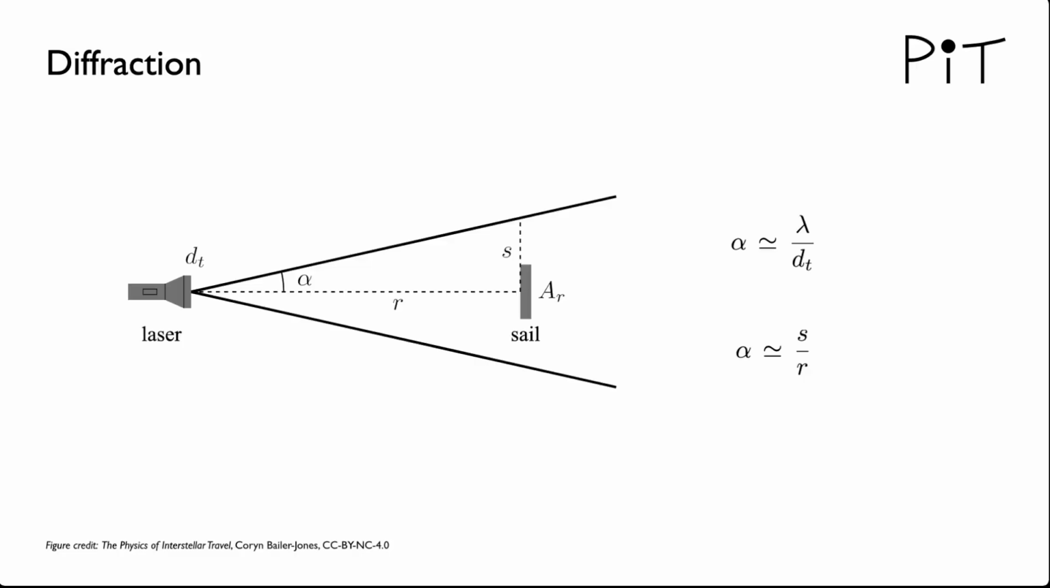Thus, with a 100 gigawatt laser power transmitted by a 10-meter telescope, most of the laser light would never even have hit the sail, and the sail's velocity would be far below the value that we just calculated.